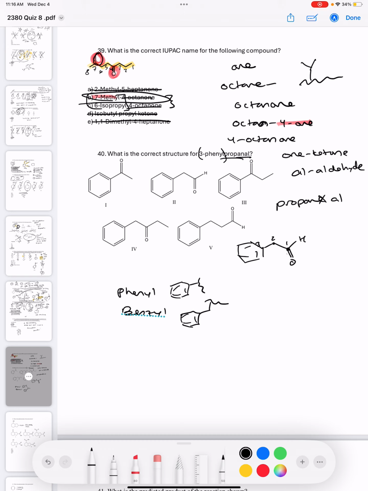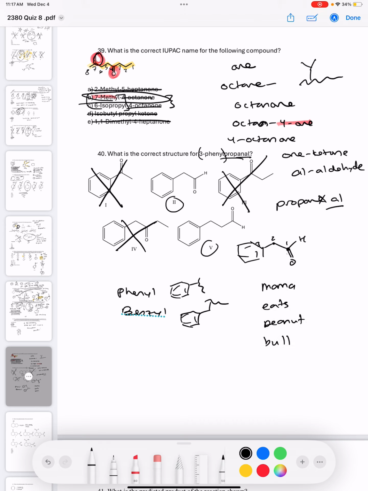Okay, so looking at these, I'm going to immediately get rid of anything that doesn't have an aldehyde. So just from knowing that Al is aldehyde, we can get rid of this, we can get rid of this, and we can get rid of this. So if you know nothing else except that Al is an aldehyde, you can already narrow down your answer choices to this and this. And then if you know that propane is 3 carbons, which hopefully you remember, Mama eats peanut butter, and I do have a video on nomenclature if you need to watch that.